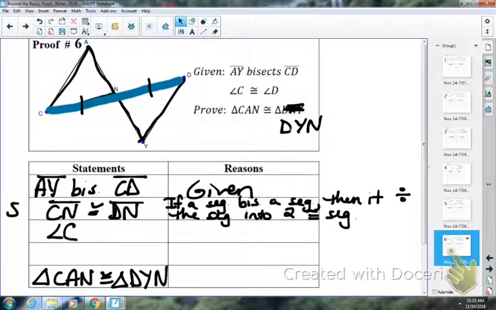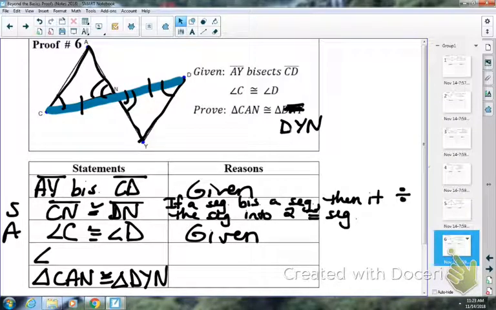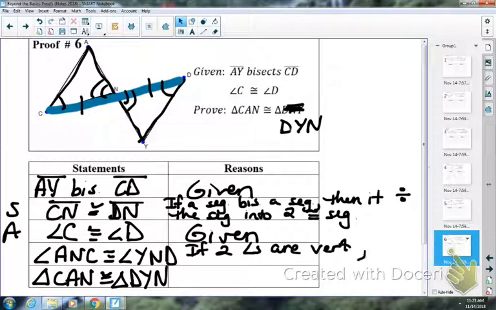Next, I can use the second given. Angle C is congruent to angle D. Again, my reason is given. Since this is a pair of angles, I can put an A in the margin. So we've used up both givens. We still need something else. So if we stop and look at the picture, hopefully you noticed you have a pair of vertical angles in the picture. So we can state that angle ANC is congruent to angle YND. And again, my reason: if 2 angles are vertical, then they are congruent. So again, I can put an A in the margin to indicate that. So that is enough to prove your triangles congruent, and my method is going to be ASA.